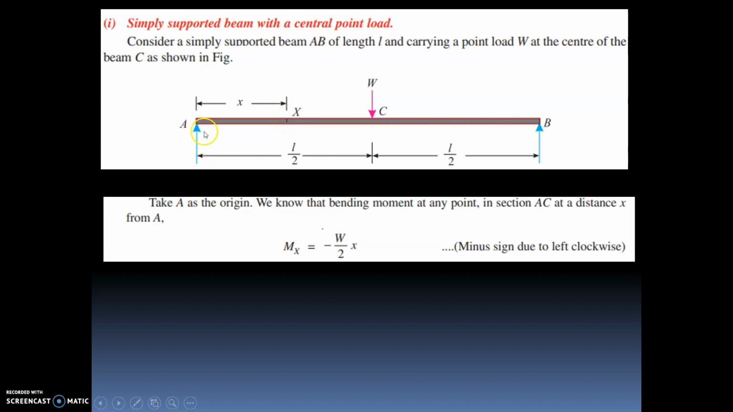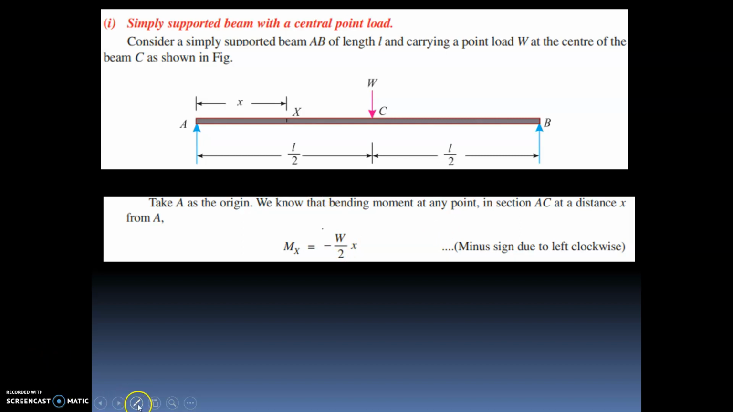This is RA. RA is equal to W by 2 in this equation because it is loaded at the center. So here W by 2, here W by 2, RA is W by 2, RB is W by 2. So bending moment at this point is RA into X. RA is W by 2, so W by 2 into X. You don't consider the sign because in some books they have mentioned the left side clockwise as a minus. It's not a matter. Just consider Mx is equal to W by 2 into X, as per our sign convention.